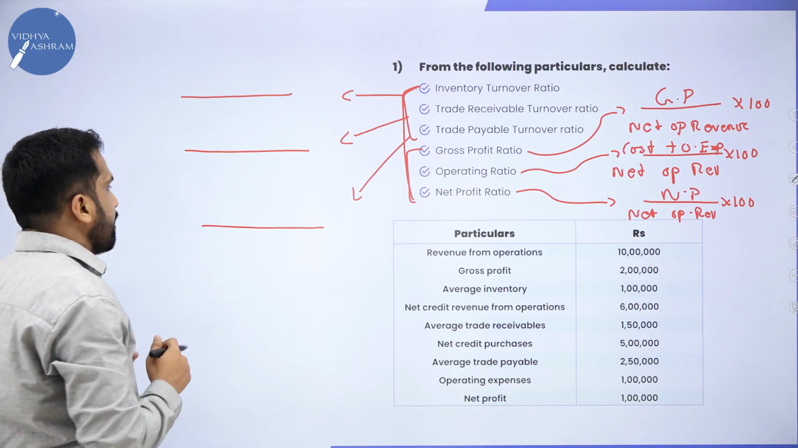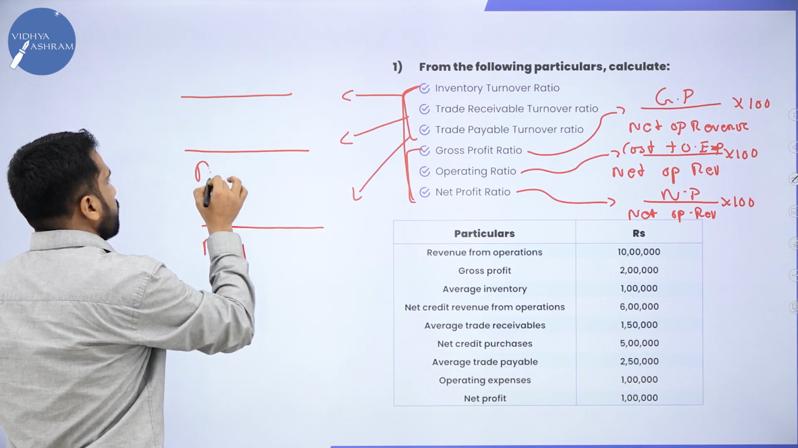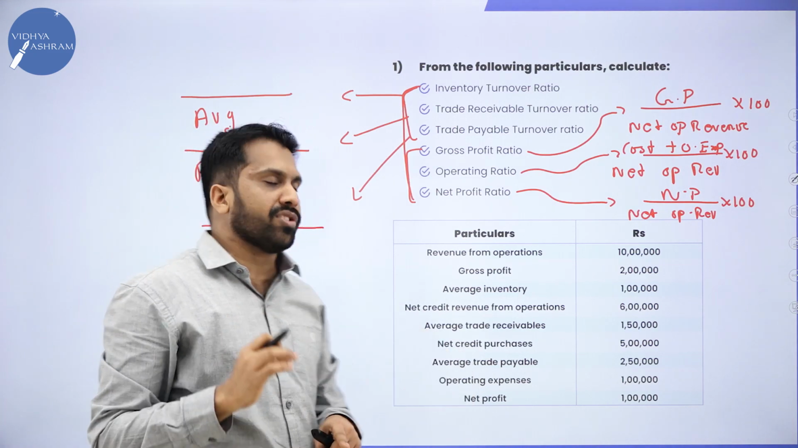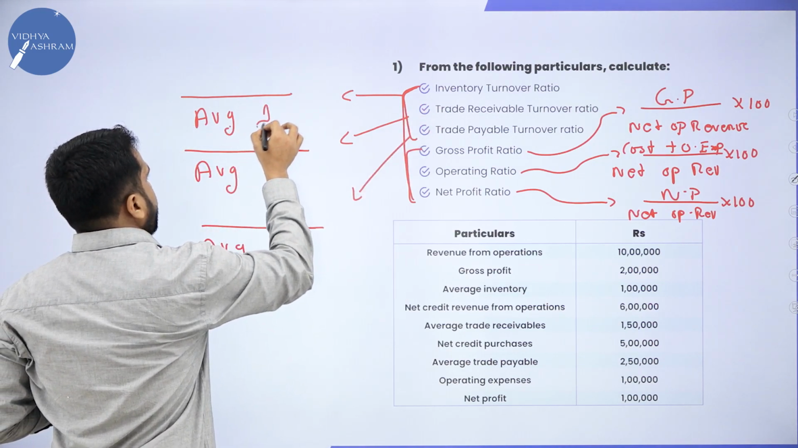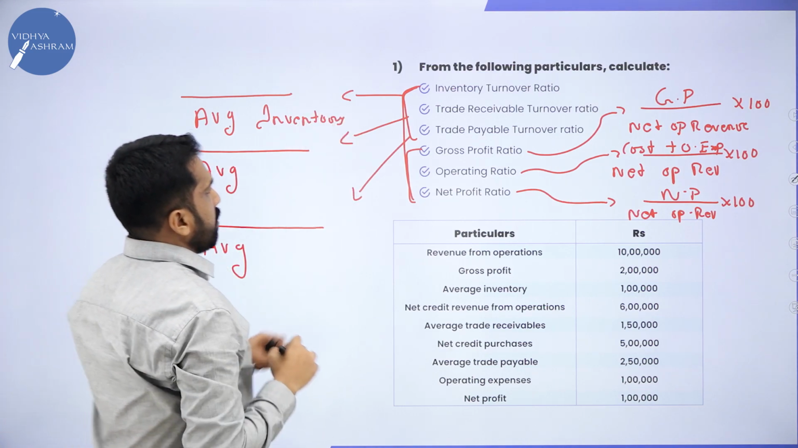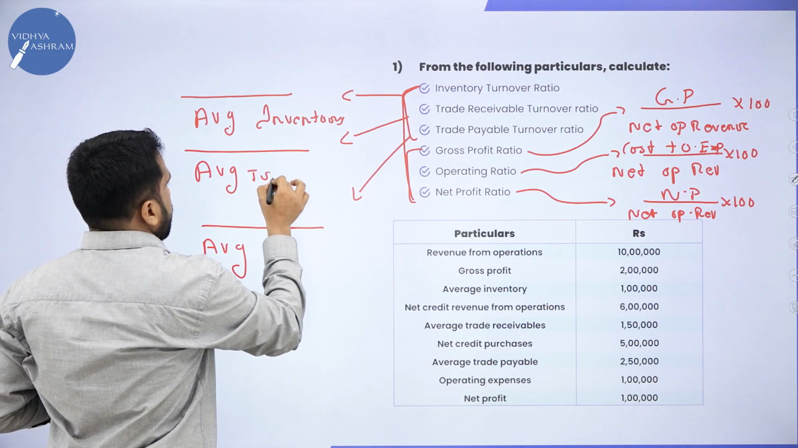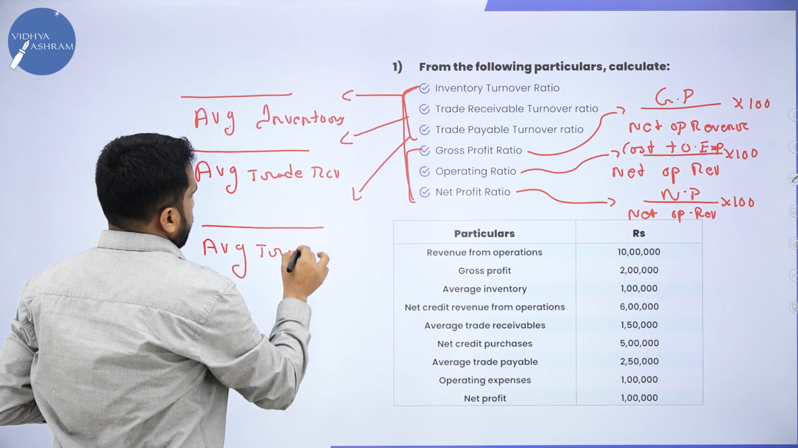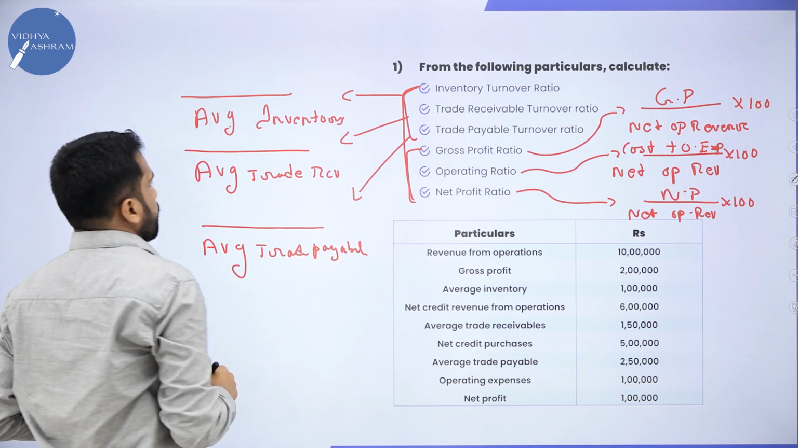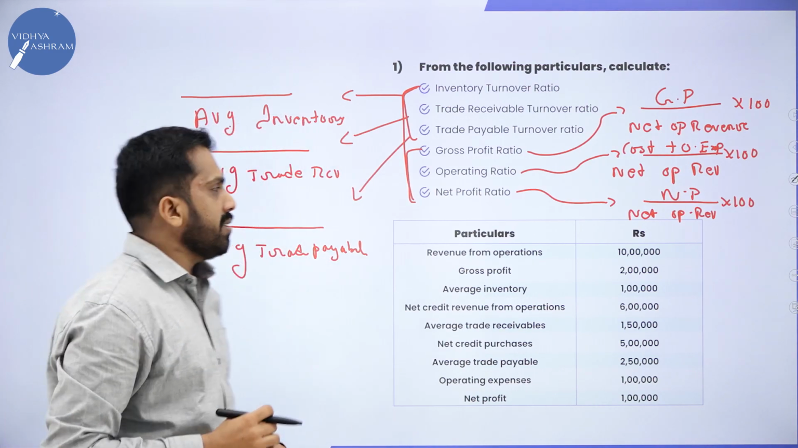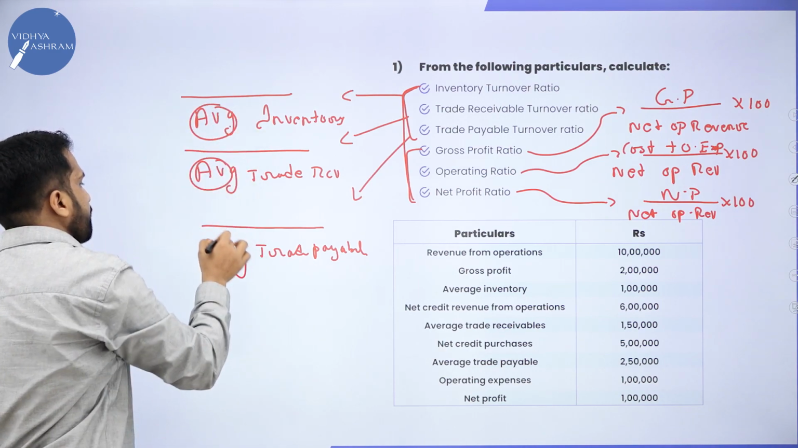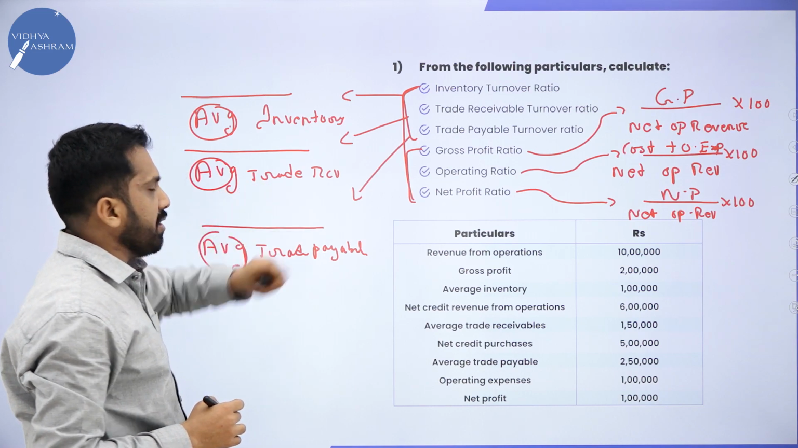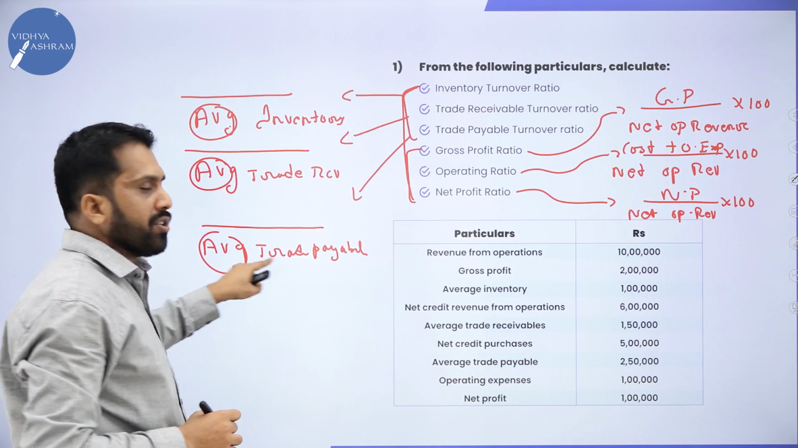Now, for these 3, the common thing is average. What is the base? The base is common, it is average. Now, inventory turnover ratio, average inventory. Trade receivable turnover ratio, average trade receivable. Trade payable turnover ratio, average trade payable. So these are the base or denominator. For everything, average is common. Along with that, if it is inventory turnover ratio, average inventory. Receivable turnover, average trade receivable. Payable turnover, average trade payable.